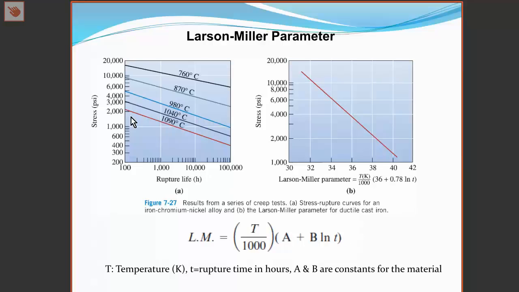There's a way to plot all of this information on one graph, and that's by combining the temperature and time into what is known as a Larsen-Miller parameter. We're plotting the stress being applied versus the Larsen-Miller parameter, which combines temperature in Kelvin and t in hours. A and B are constants determined for the material from tests such as these.